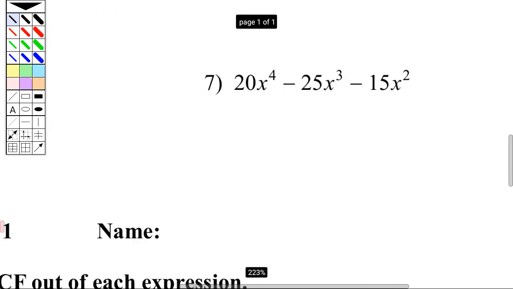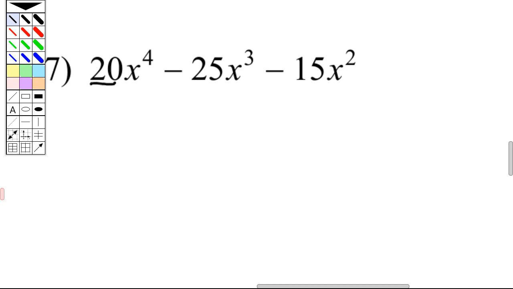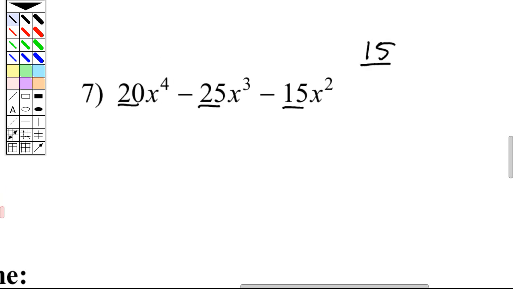And last one. What's the GCF of a 20, a 25, and a 15? Well, start with the small one. Factors of 15: 1, 3, 5, 15. So does 15 divide into all those 3 numbers? This one, and this one? No. How about a 5?